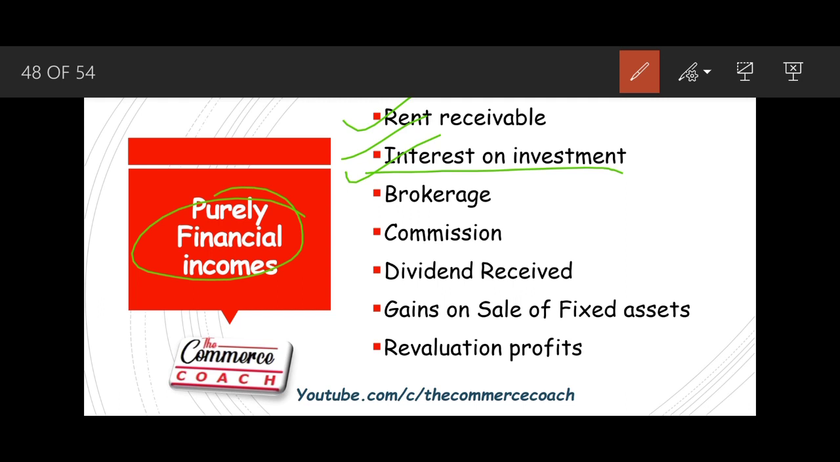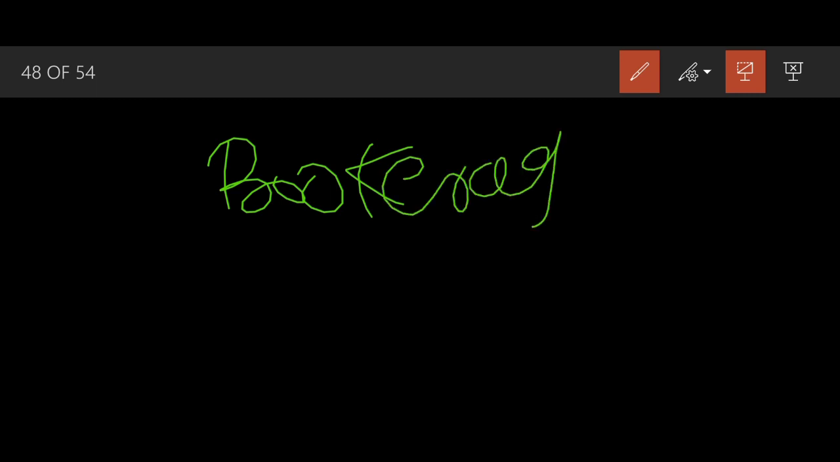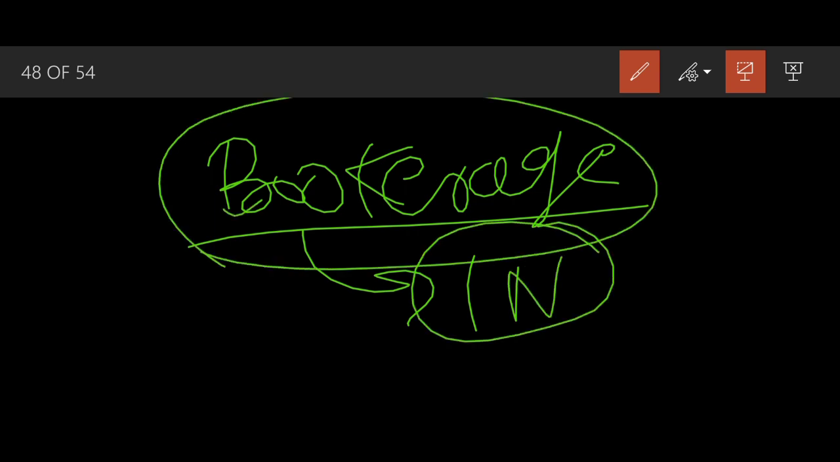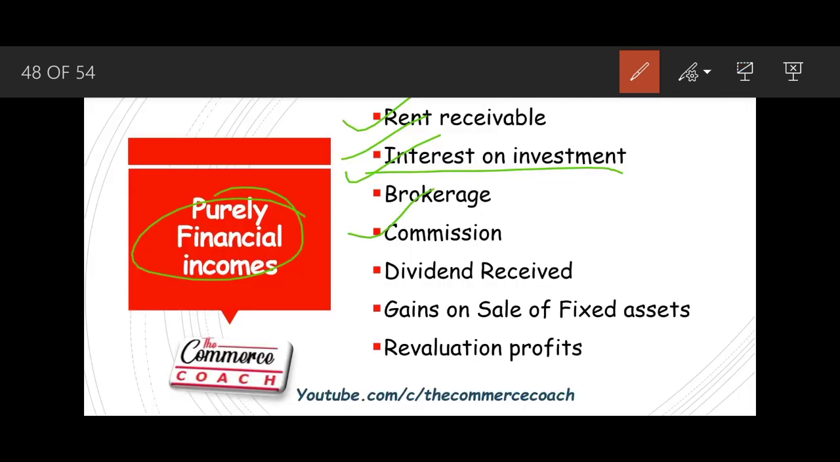Brokerage, whether received, it is talking about received. If you have received any brokerage, unless your main business is to earn brokerage, this will be treated as indirect income and it will not be recorded in the cost sheet. You will never see the word brokerage in a cost sheet because it does not directly relate to the revenue of the business. Now we have commission. Brokerage and commission are similar items. Now we will see dividend receipt.